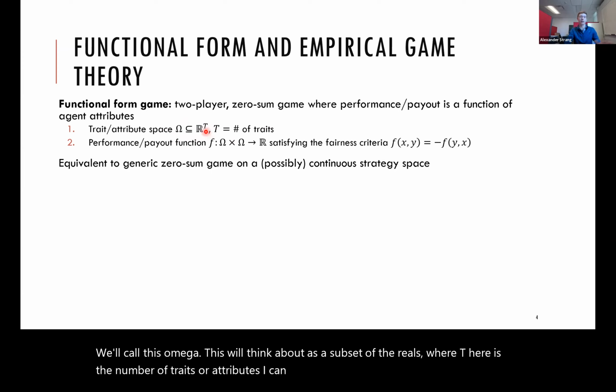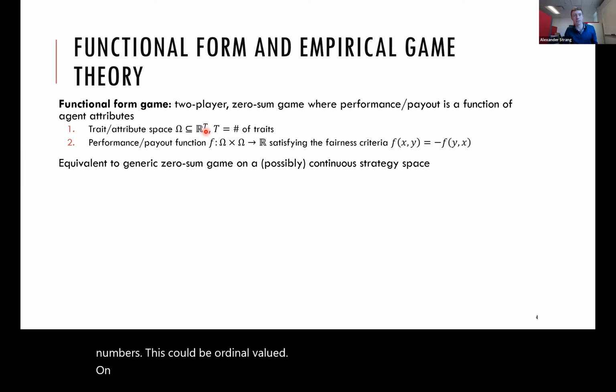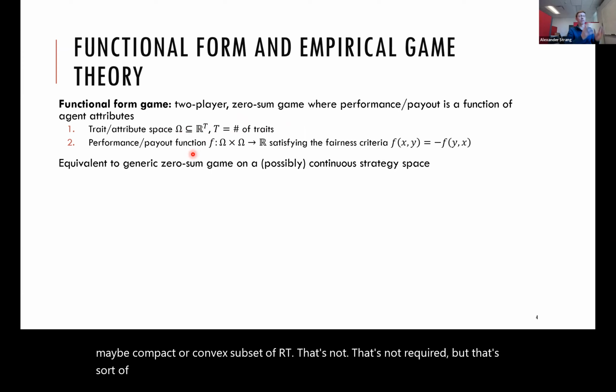You could consider this a subset of the complex numbers. This could be ordinal valued, but most of what I'll focus on today are examples where omega is some continuous, maybe compact or convex subset of R^T. That's not required, but that's sort of the image I've kept in my mind for most of the work.